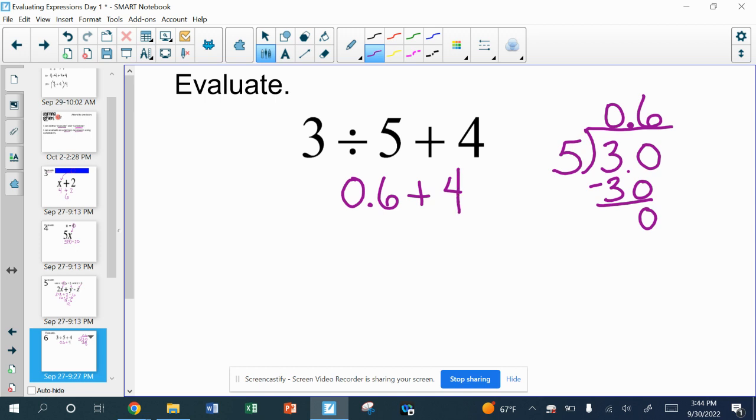What is 0.6 plus 4? Well, that's just 4.6. That's not that bad. We can handle that.